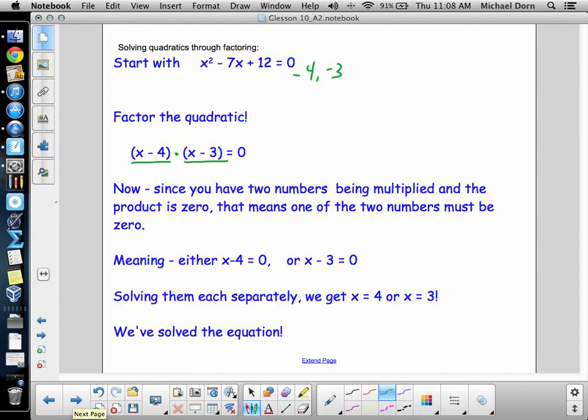Solving them separately, which is not a great challenge, x equals 4 or x equals 3. So my solutions to this equation, and there are two of them. Why are there two solutions? Because it's an x squared equation. An x cubed equation would have how many solutions? 3. An x to the fourth equation would have how many solutions? 4.